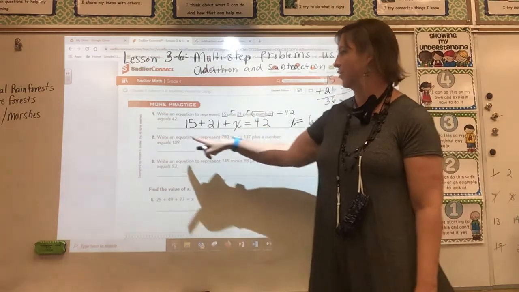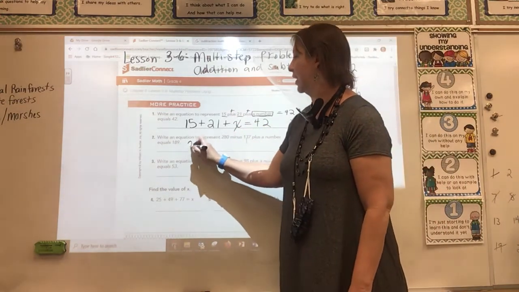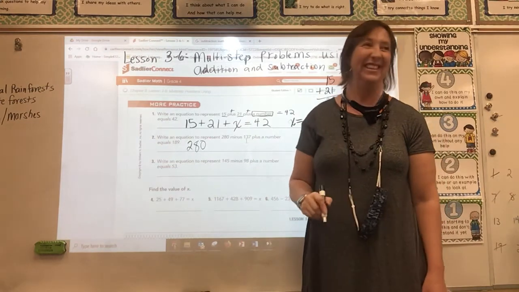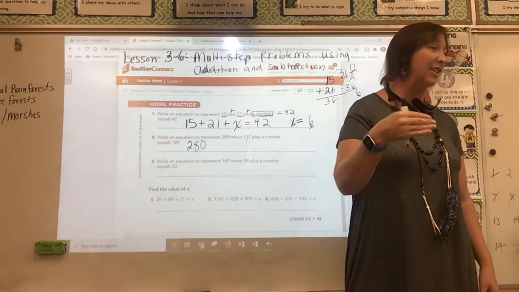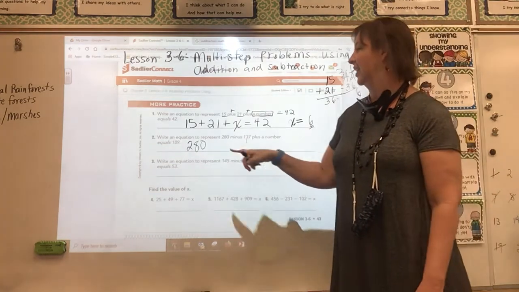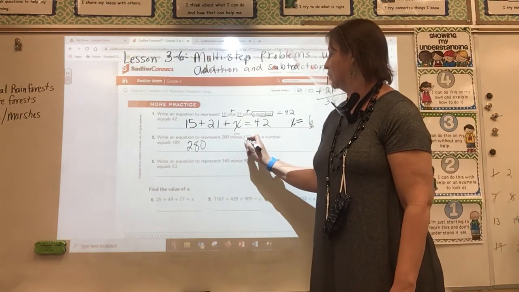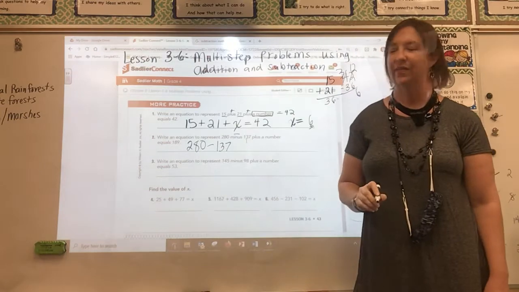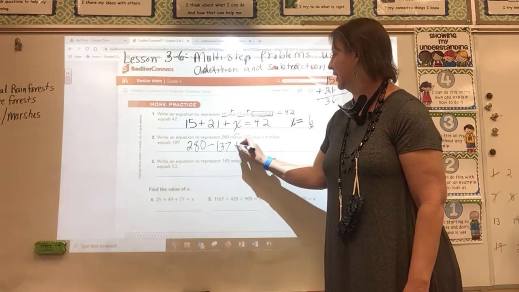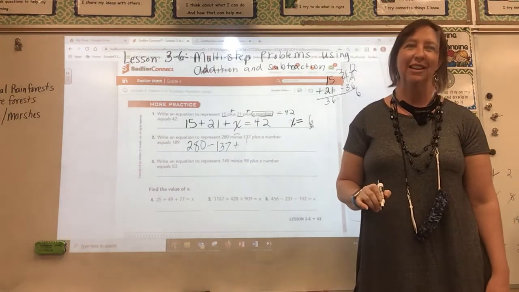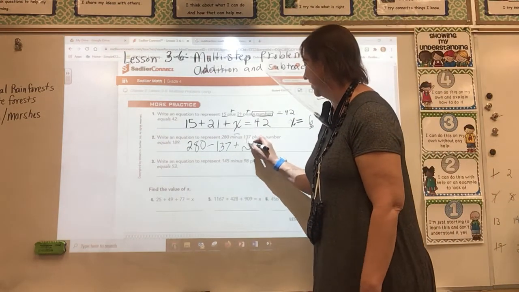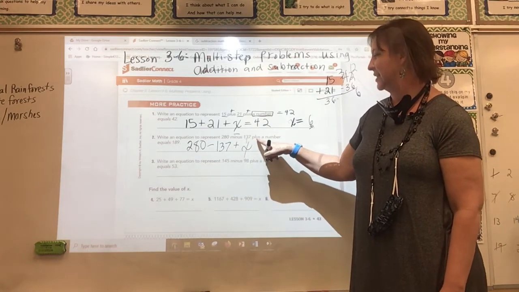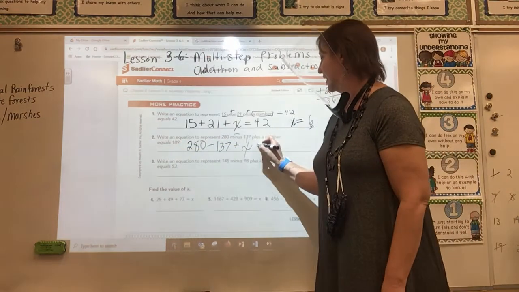Yes. All right. It says write an equation to represent 280. The first thing I'm going to do is write that down on number 2 on the line. So it says 280 minus 137 plus a number. What letter are we going to make that, Ari? An X. She wants to make it an X too. All right, we'll make it an X. So 280 minus 137 plus X, because that's the a number, equals 189.